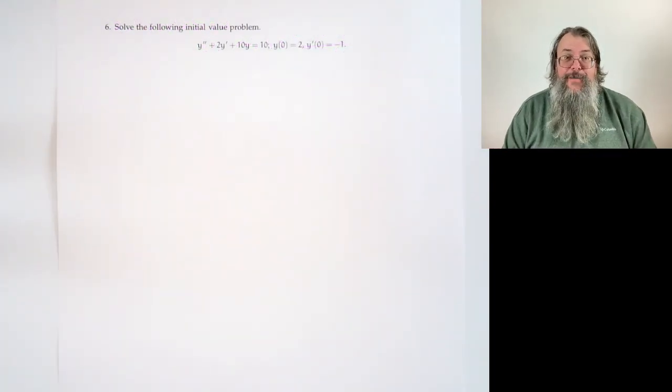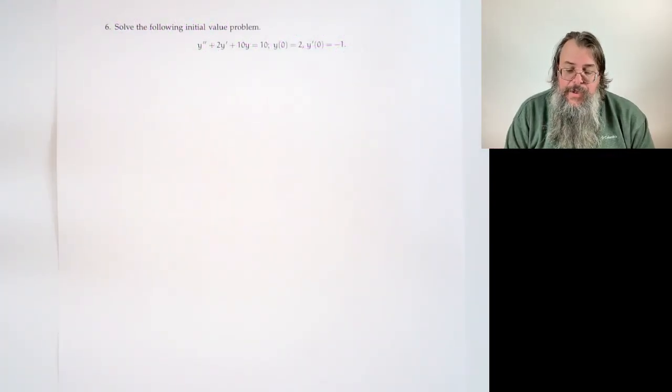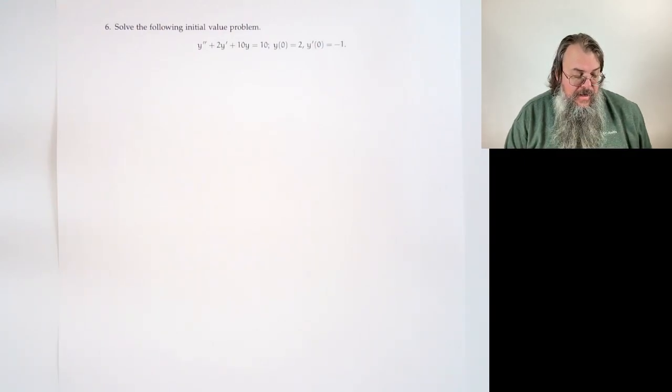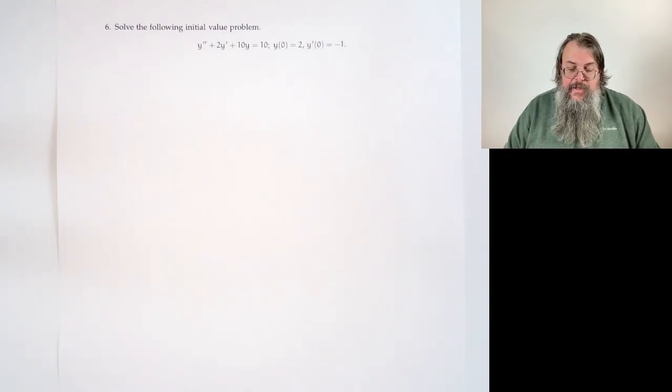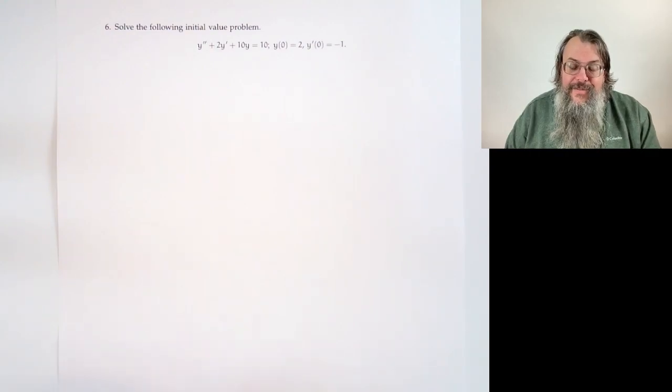Time for our final problem. Solve the following initial value problem. y'' + 2y' + 10y = 10, y(0) = 2, y'(0) = -1. All right, well, let's see what happens.